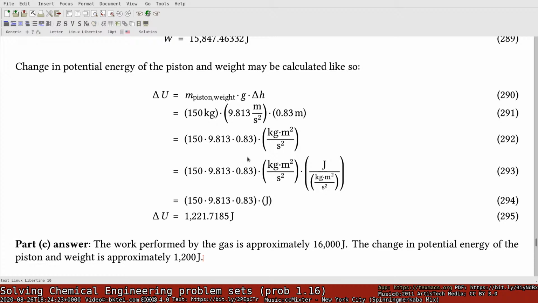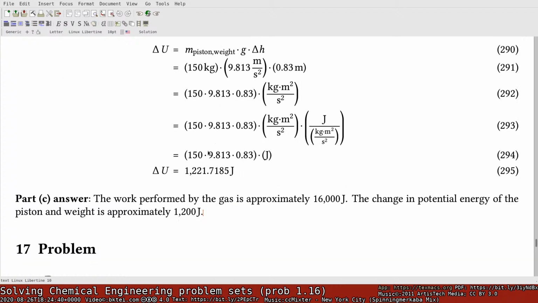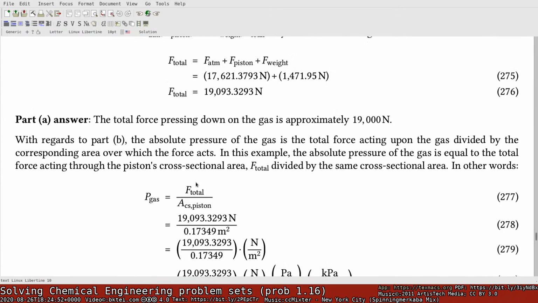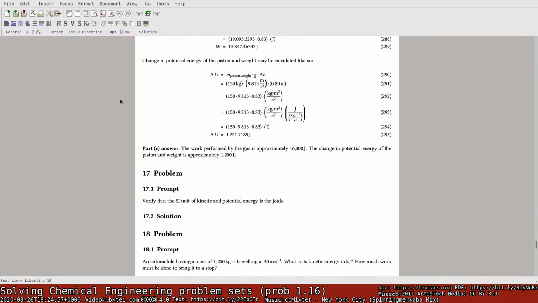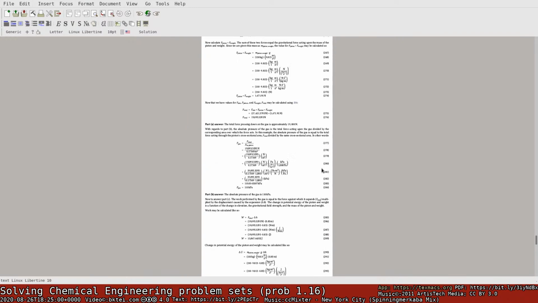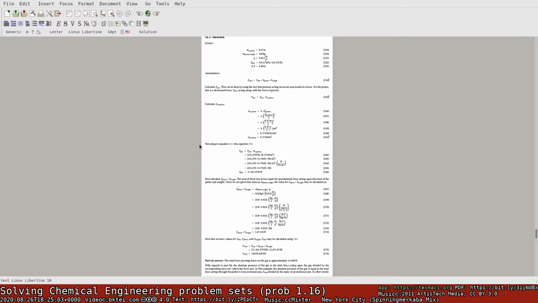But what about the reverse? So you have the gas acting on a distance, but what about the force? Atmosphere acting against the gas going out. Is there any reversible thing? I don't think so. I think that would just make the problem too complicated. Okay, work performed by the gas is 16,000 joules, 1,200 joules, great. I'll go ahead and zoom out. Got a lovely solution there.